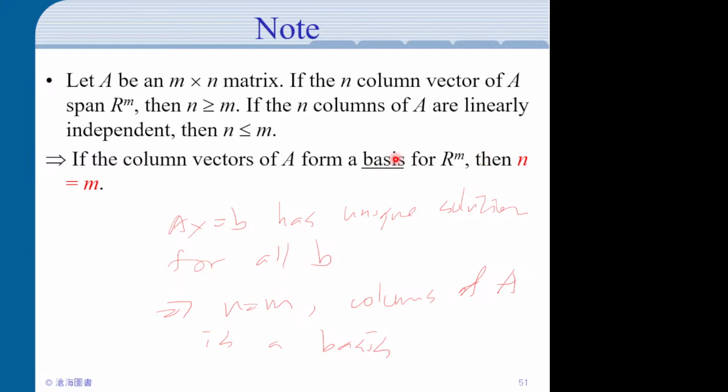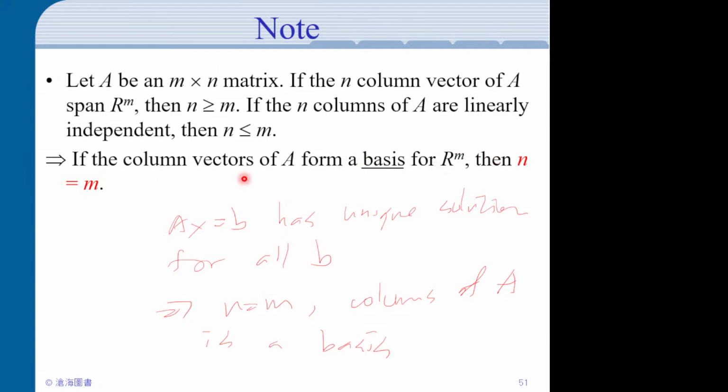basically if the columns are a basis of Rm, then Rm is n-dimensional, right? Because you have n vectors that form a basis for Rm. But you know the number of vectors must equal the dimension. So we know the dimension of Rm is m, so n equals m. It has an n-vector basis, so the dimension must be n, and Rm's dimension is m, so n equals m.